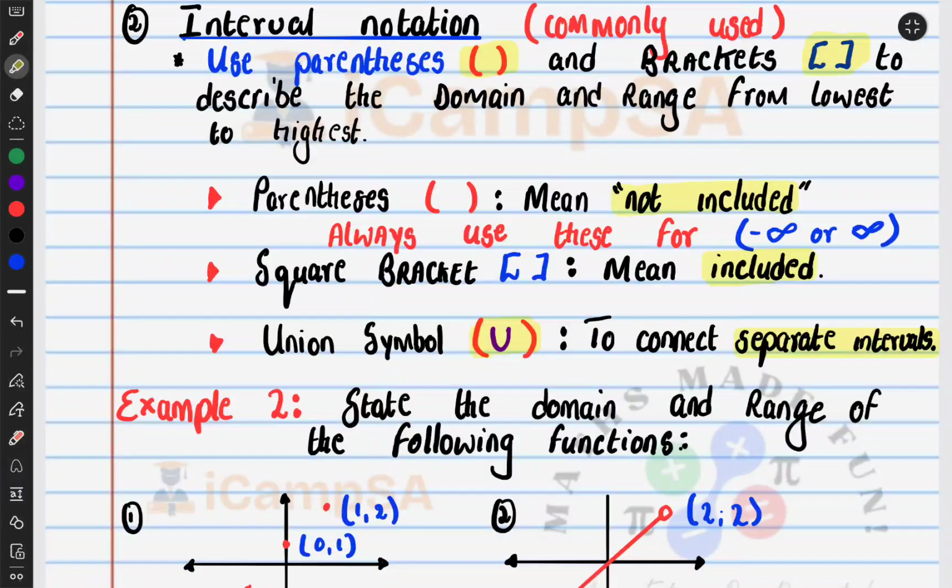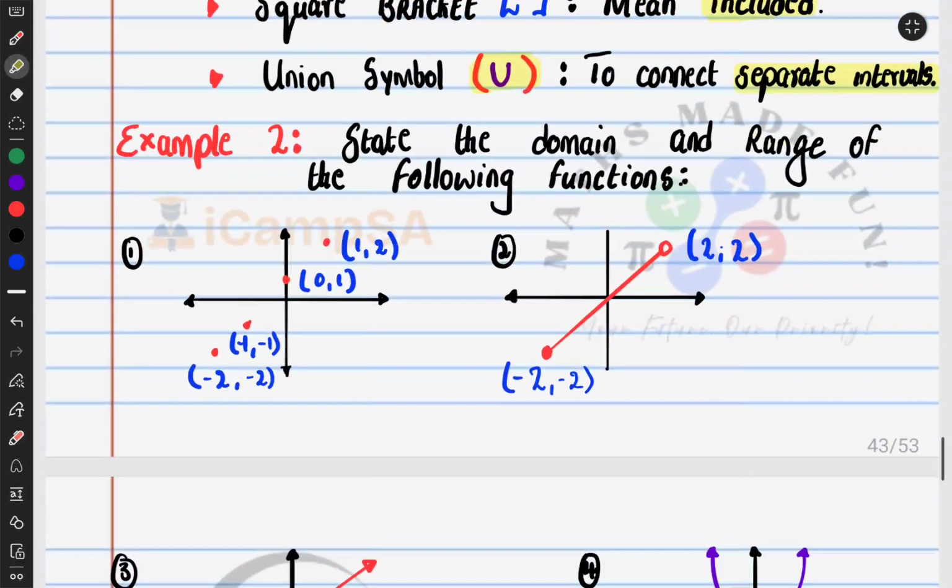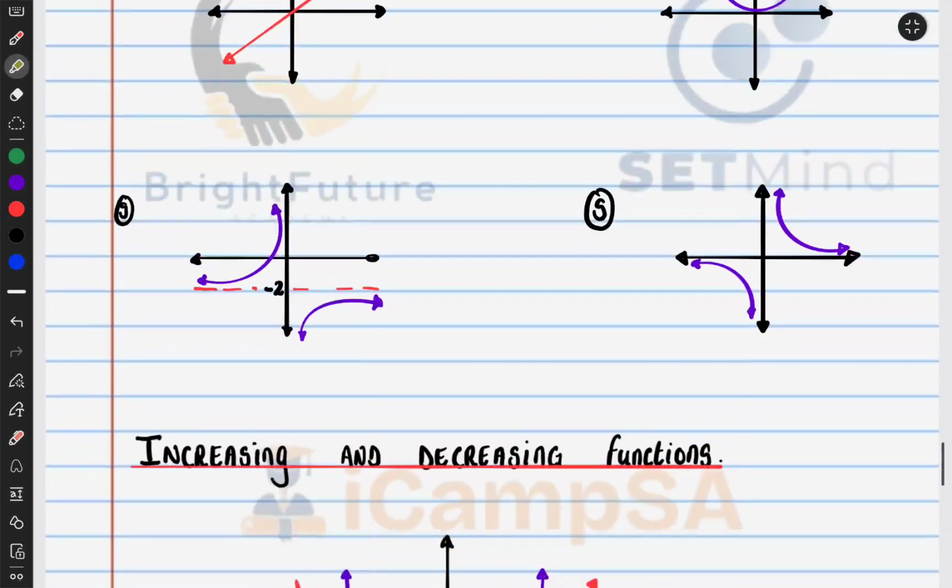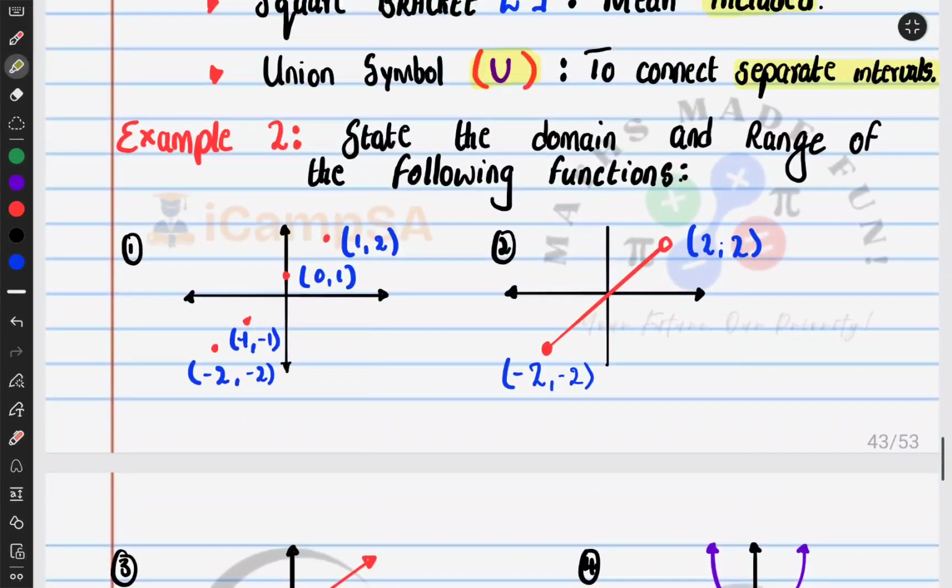Let's go ahead and do this example so that you can understand what we are talking about. Remember, the domain deals with x values, and the range deals with y values. So we have example number 2. State the domain and range of the following functions.